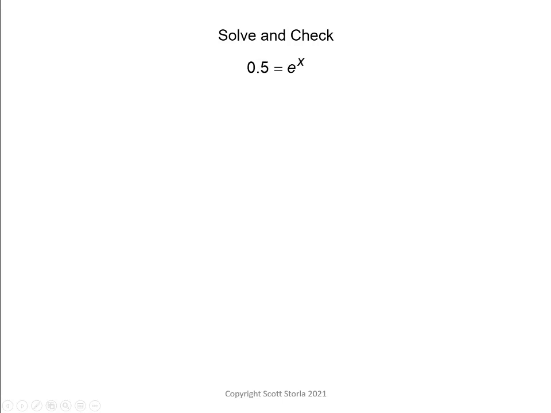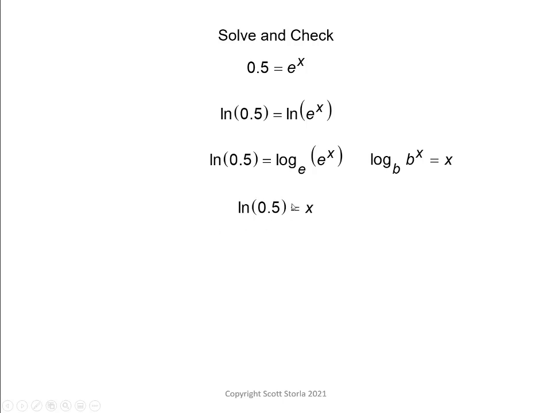Try this one. Here we have a base of e, so I'm going to take the natural logarithm of both sides. Keeping in mind that ln is log base e, I'm now going to make use of this idea and replace the entire expression with x. Here's my answer. To check my work, I return to the original.